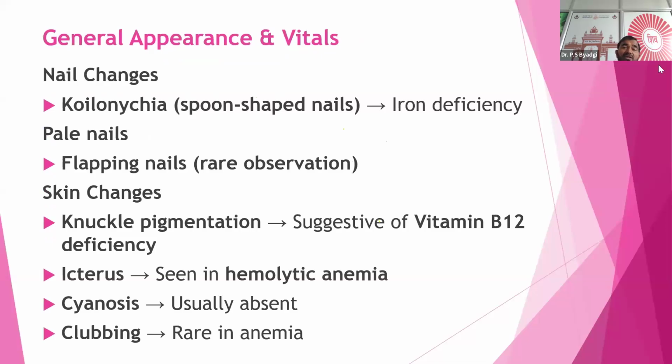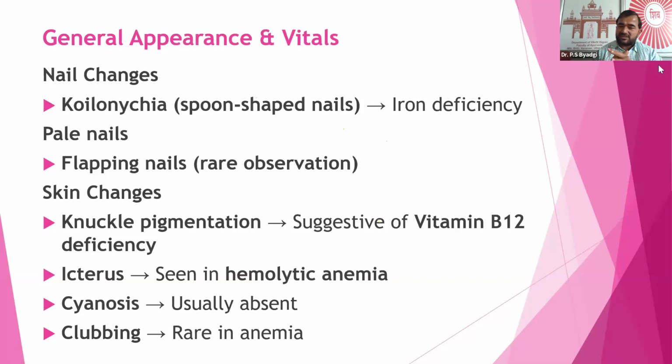Nail changes are very important. I have shown the picture earlier also. Spoon-shaped nails indicate iron deficiency. It was there in this patient also. Flapping nails are very rare. It was not there in the patient. Knuckle pigmentation, in between the knuckles, is a very, very important clinical feature, a clear-cut indicator of vitamin B12 deficiency. That's why the knuckles should be examined properly in case of vitamin B12 deficiency.